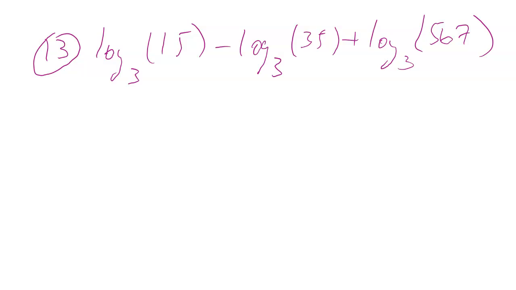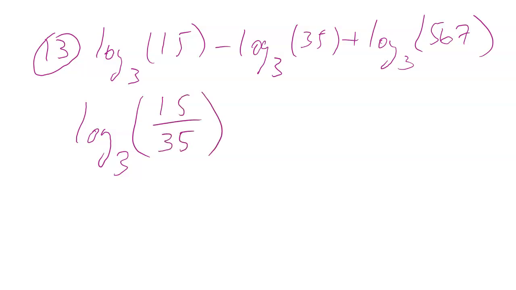I guess 3 goes into that. I have no idea what to do. All right, let's figure it out. Log base, at least attempt to figure it out. I can write the first 2 as a single log, so I can say log base 3 of 15 divided by 35. Okay, that looks good. Plus log base 3 of 567. Okay, is that right? 567, sure.